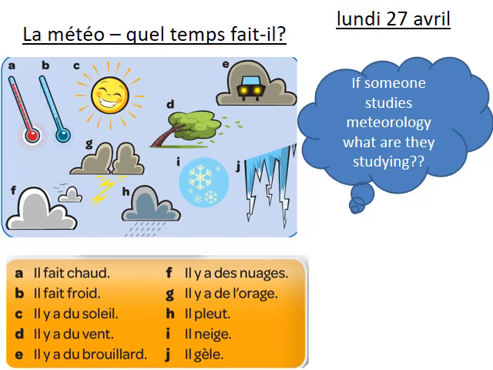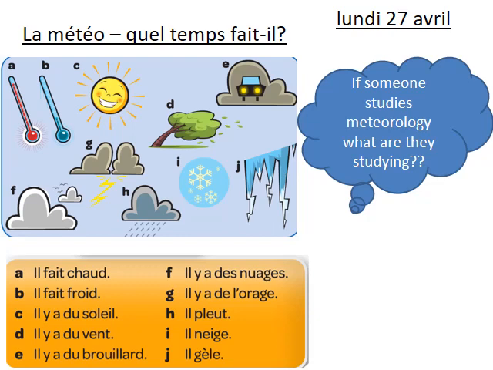H, il pleut. It's raining. I, il neige. It's snowing. And J, il gèle. It's icy or it's freezing. Copy that vocabulary down really carefully, writing the English next to it.